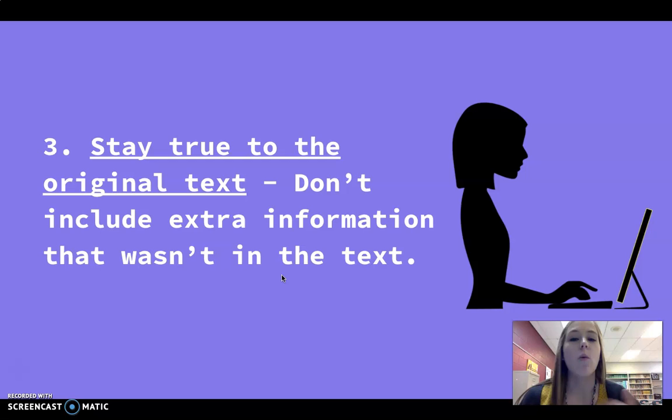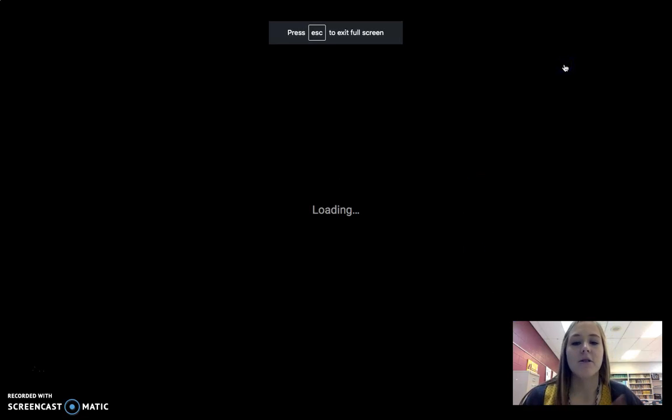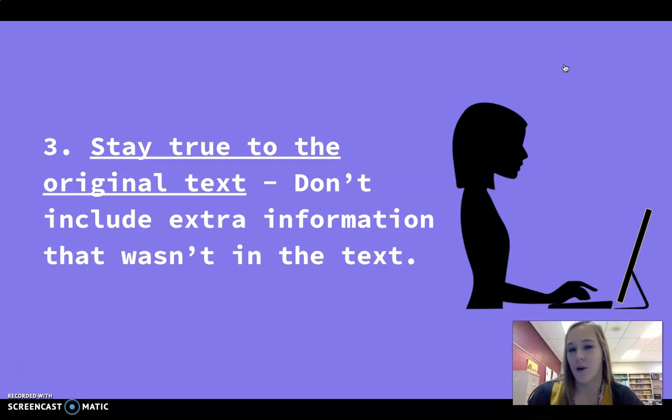Okay, next, stay true to the original text. Here's what that means. When you're writing a summary, you don't want to include any extra information that was not already in the passage. So let me go back to that example we were talking about a second ago. If I give you an article about the UK U of L basketball game, if you are a huge UK fan, you might know tons of information about the players on the team or the coach, and it might be tempting to write some of that in your summary. But remember, when we summarize, we are staying true to the text. We're not adding any information. We are only talking about what was in the passage.